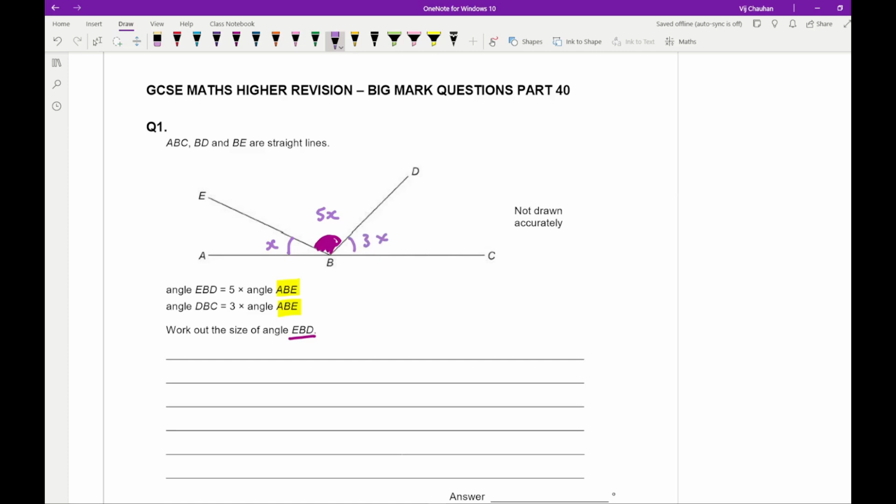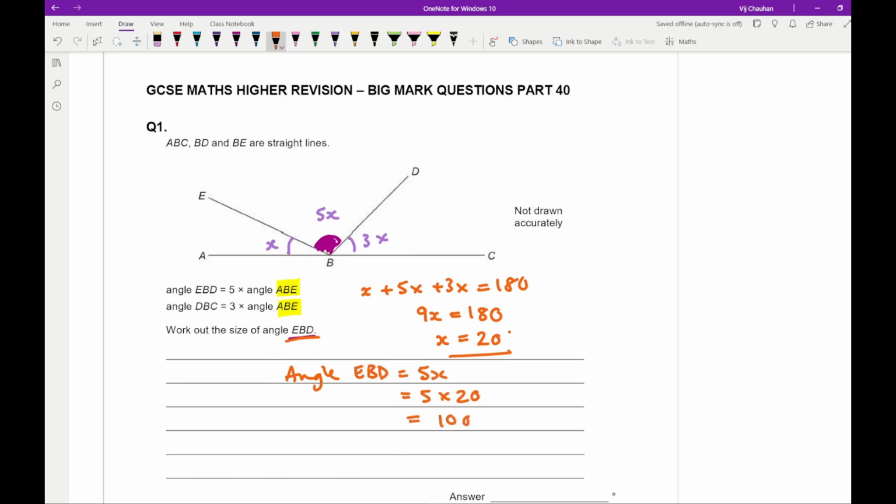So what we know about angles on a straight line is that they all add up to 180. So if I add up the three angles, we get x plus 5x plus 3x equals 180. And you can see here that's now turning into a linear equation. So if we add up all the x's together and collect the like terms, we get 180 equals 9x. So we take the 9 over, so x equals 20. Now we've not finished yet because the question is asking us to find angle EBD. So angle EBD is equal to 5x. So if x is 20, it's going to be 5 times 20, which is 100 degrees.